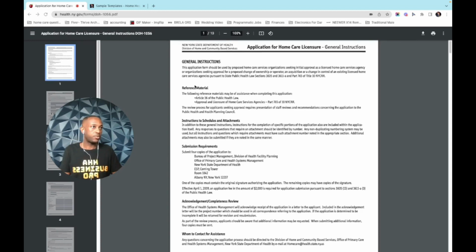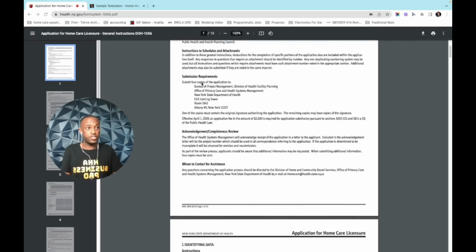So right here at the top, it'll tell you what the general instructions are. Obviously, read through that. Any questions you have, you can contact the state of New York in Albany. So they've provided an address here for you to correspond and inquire more information, because I know you might have additional questions that are not covered on this form. You'll notice here it says reference materials, so make sure you read through it. Instructions to schedules and attachments. Please read through this. Like I mentioned earlier, this is the address where you have to submit your application to. And of course, the fee is $2,000.